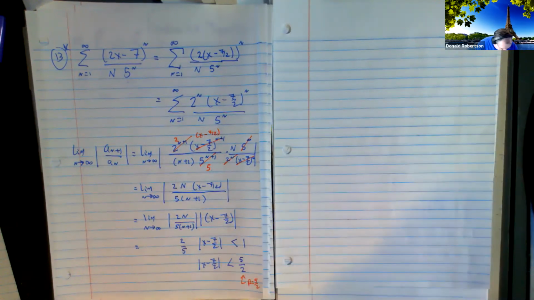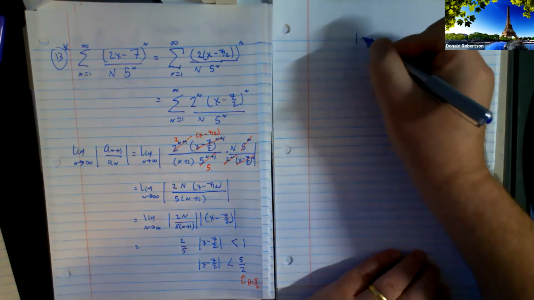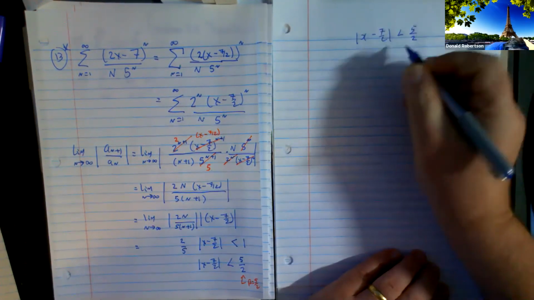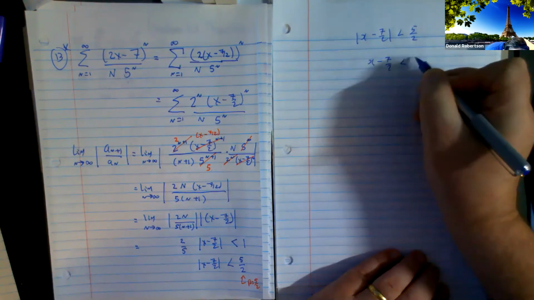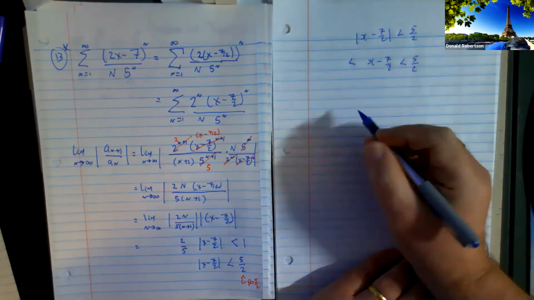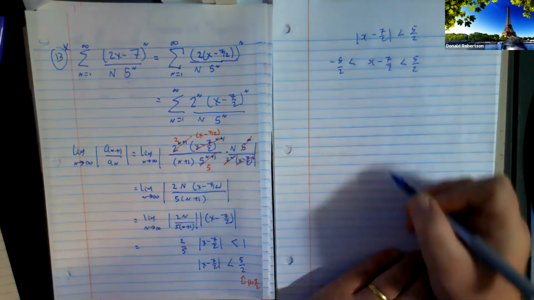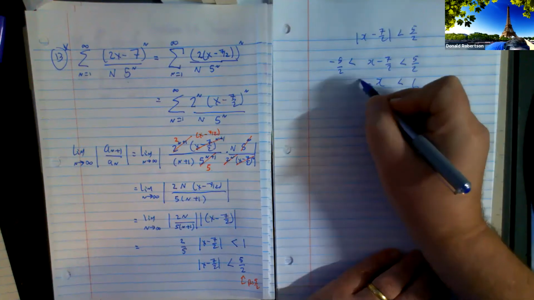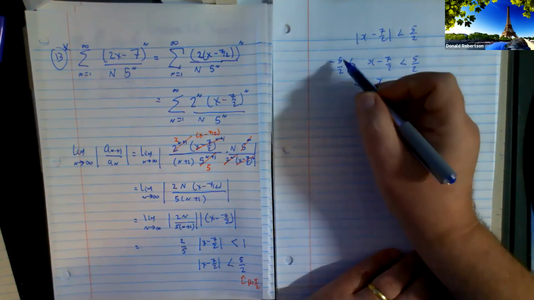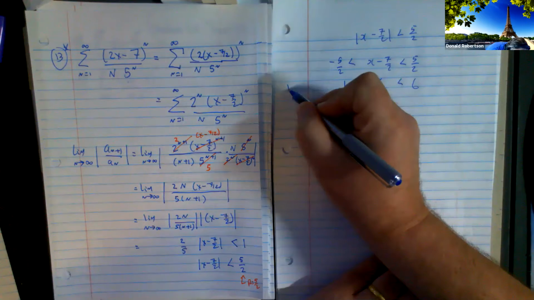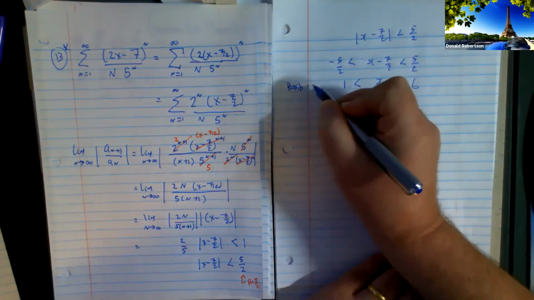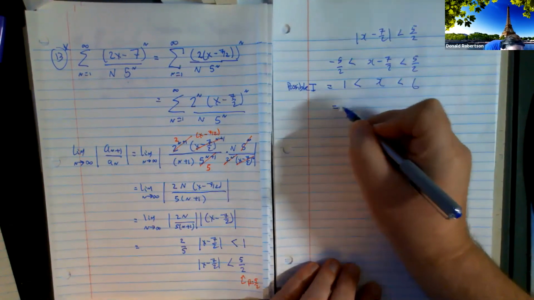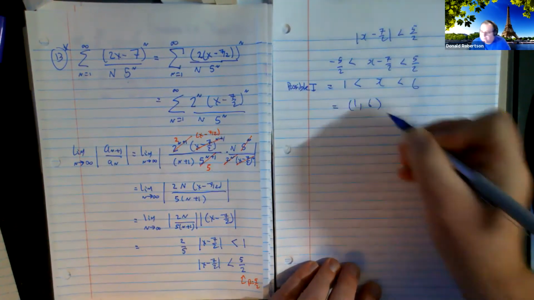So let's look at our interval of convergence, right? We've got this guy, which becomes that situation. If you add 7 halves, 12 halves gets you 6. If you add 7 halves, 2 halves gets you 1. There is your possible interval of convergence. It's going to be from 1 to 6, right?